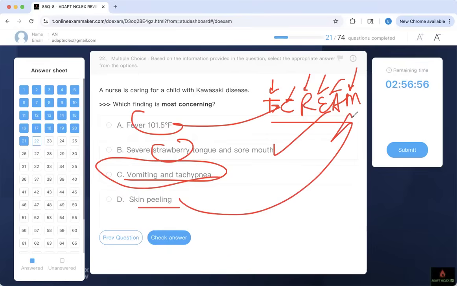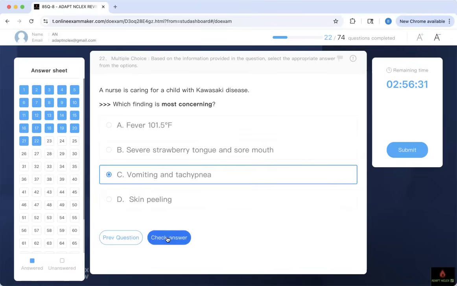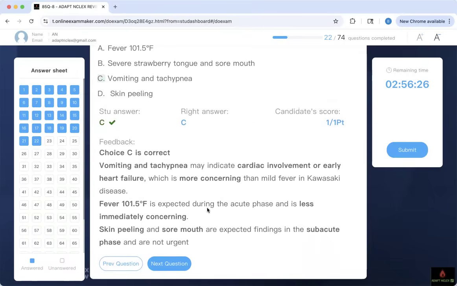Why are they vomiting? Because there's a cardiac effect now. A Kawasaki patient who has tachypnea and then vomiting is in cardiomyopathy, is having a heart problem. That's a priority. We should worry about it. Remember, they're going to develop aneurysm and dissection, and therefore, for this patient's finding, even though you would never pick vomiting as an answer choice, in this situation, that is it. Vomiting and tachypnea may indicate cardiac involvement or early heart failure, which is more concerning than all those fevers.